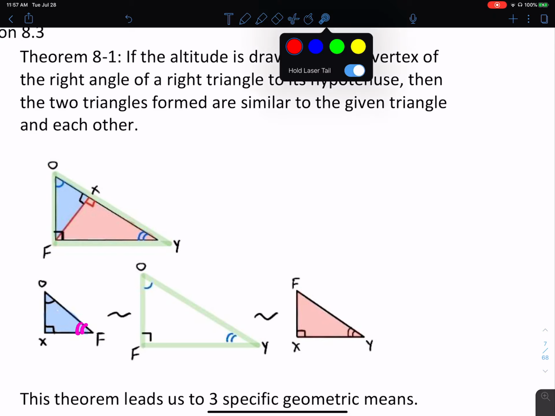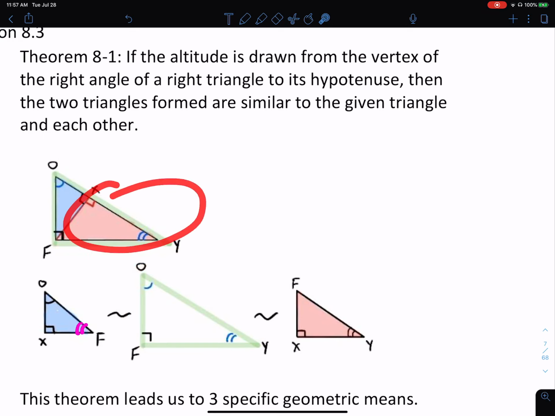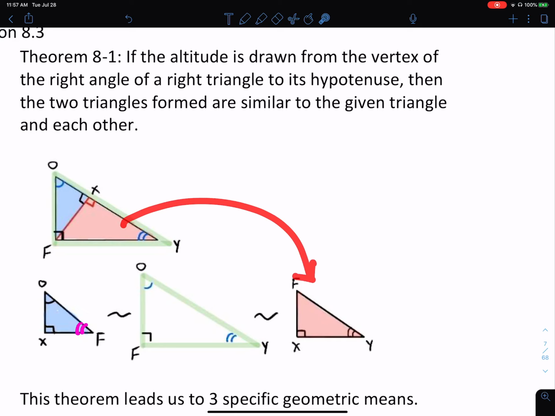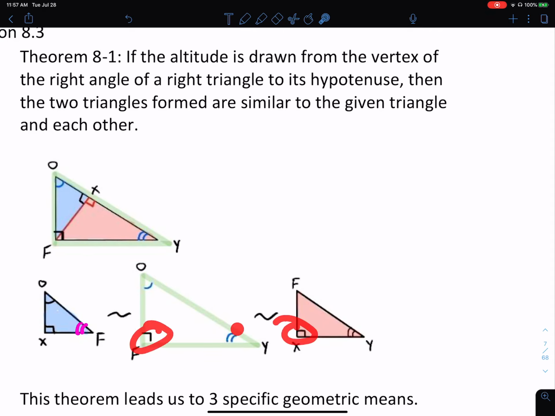If I go back to my big triangle, it's right here, and I focus on the red one, it has a 90 and a two arc, just like this big one does. If I redraw this and orient it so that my two arc is down here and my 90 is here, I can see these two are similar by the angle-angle similarity. Angle, angle. The third angle theorem says the third angles have to be the same as well. So now we can see these three triangles are similar by the angle-angle similarity.